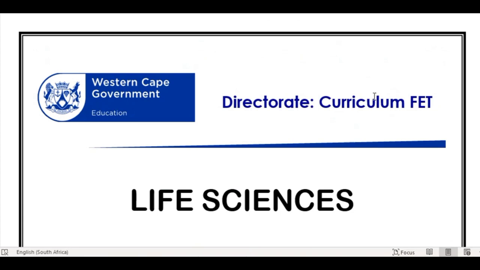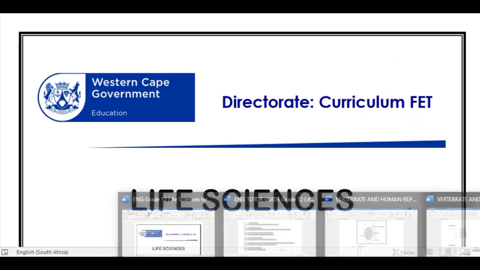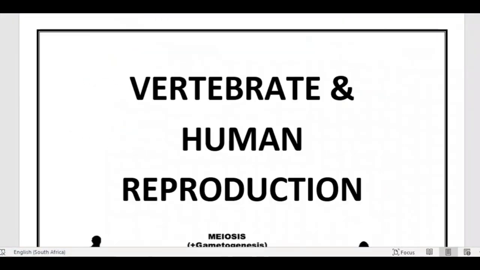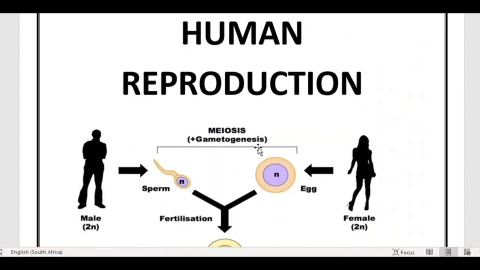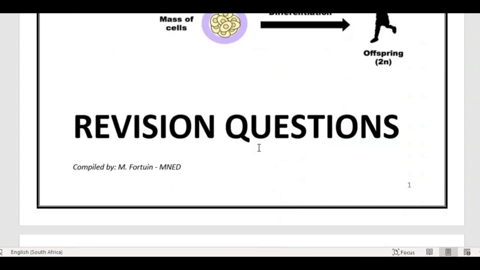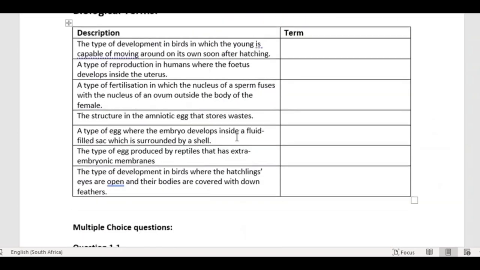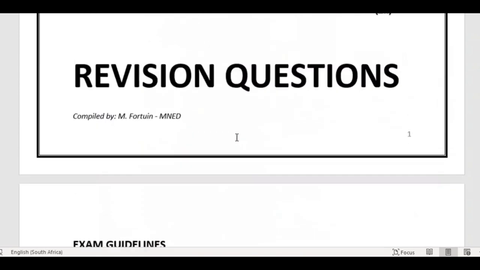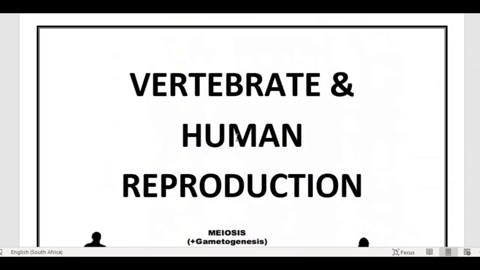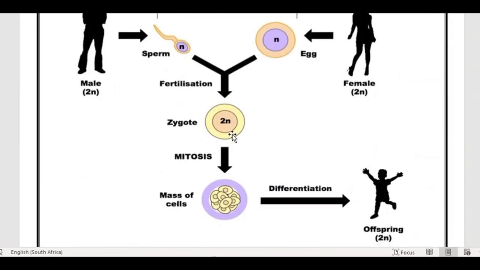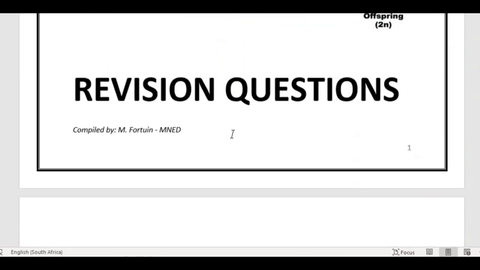If you don't have it, that's fine. I will display anything that I will do, so you will see it on the screen. The second thing you need to have with you is the second booklet, which looks like this. It says Vertebrate and Human Reproduction. This is also revision questions compiled by Mrs. Fortein from Metro North, and I'm going to be going through this as well. So you need those three things in front of you: pen, paper, and these two booklets. And as I speak, please do take notes.